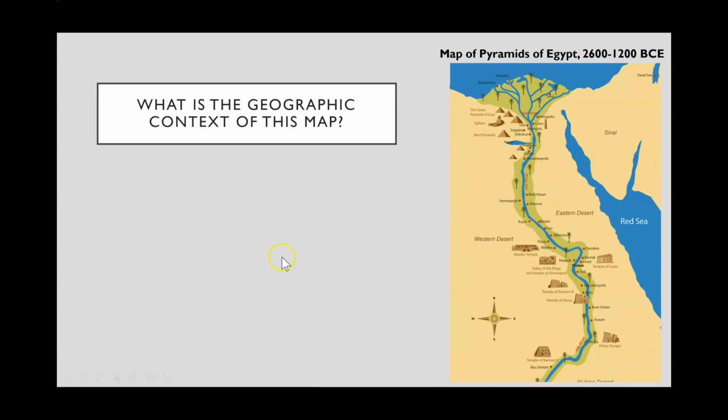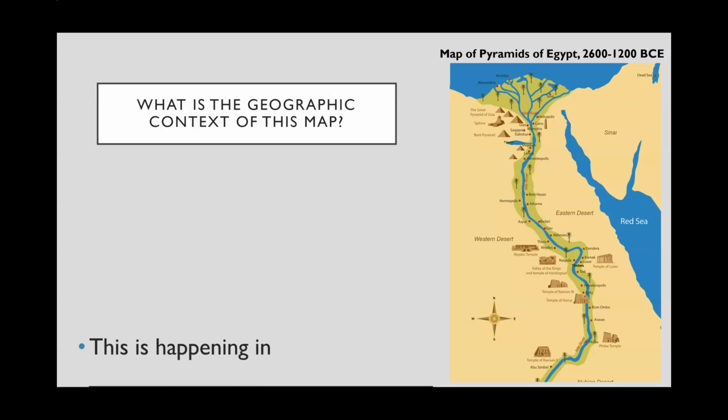So here's our map. It says map of pyramids of Egypt from 2600 to 1200 BCE. If you look at the map, you can see on here the Nile River is labeled. And along the river, you can see different cities that were there, and then all these different temples and pyramids that existed. You can see the Great Sphinx there, okay? So the question is, what is the geographic context of this map? So again, we're asking you to do two parts. You have to say where this is happening and why it's happening there.